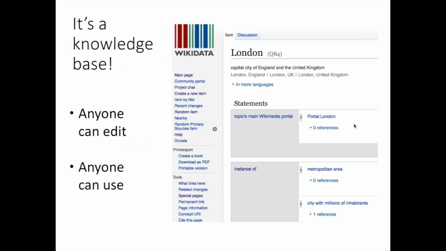So step one, it's a knowledge base. Okay, it's ultimately what it is. It's a database. The difference between it and other kinds of databases is that anyone can edit it and anyone can use its contents. All of the content within it is CC0, meaning that you can use it to do whatever you want, including launch your own business. There are no limitations on it.